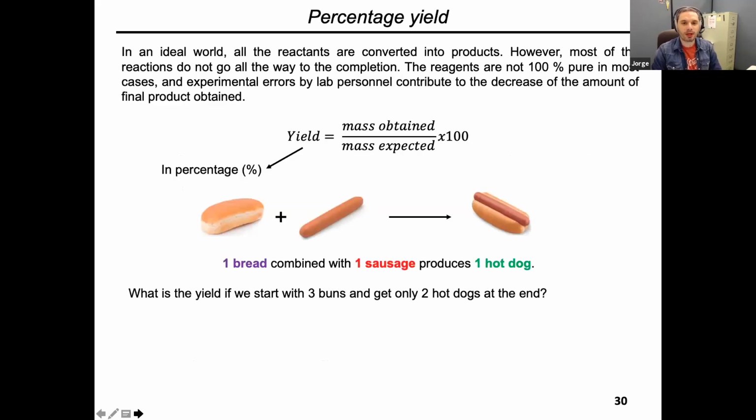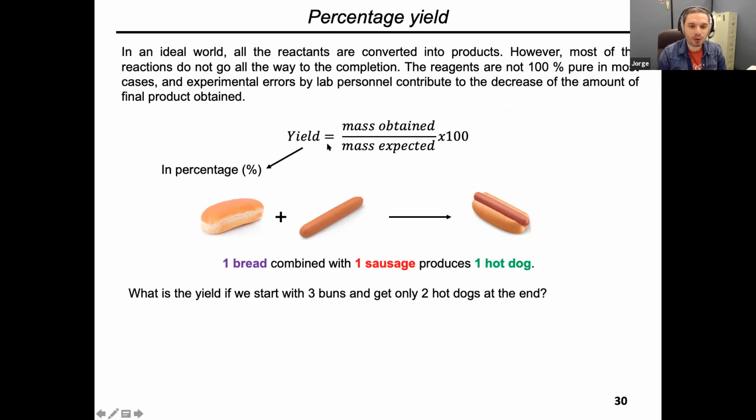Okay, so today I would like to talk about percentage yield, and then we will move on to the next chapter. In an ideal world, all the reactants are converted into products. However, most reactions do not go all the way to completion. The reagents are not 100% pure in most cases, and experimental errors by lab personnel contribute to the decrease of the amount of final product obtained.